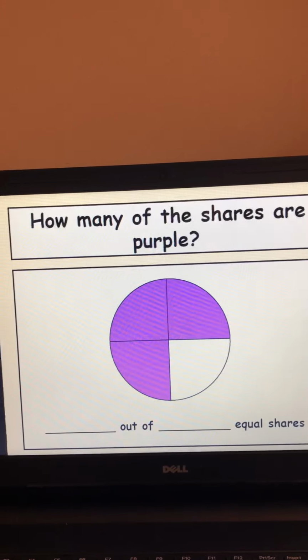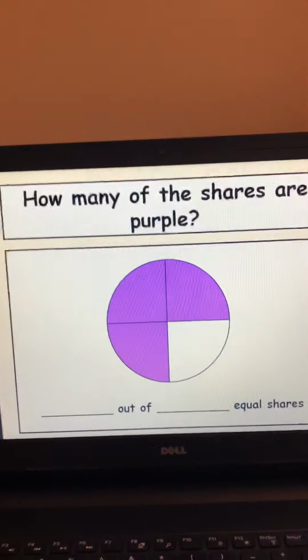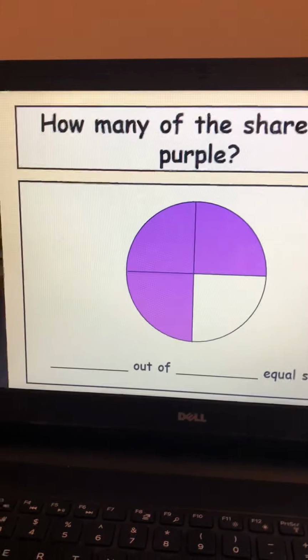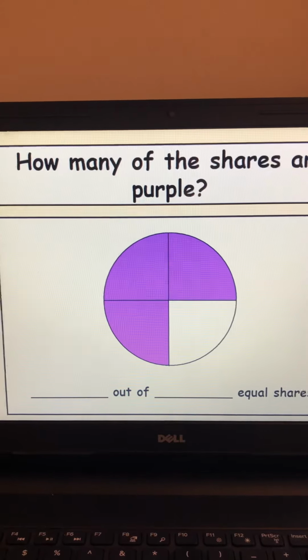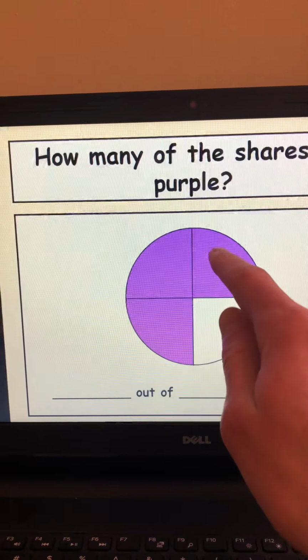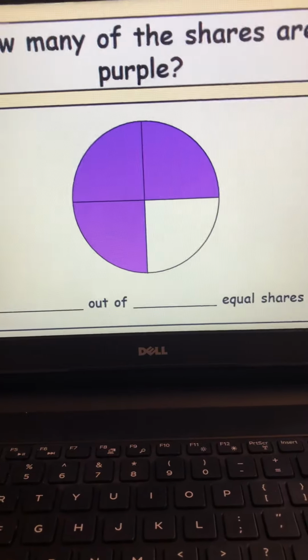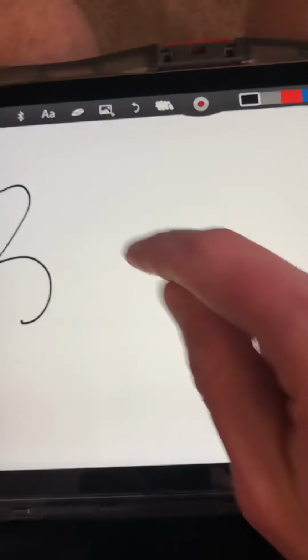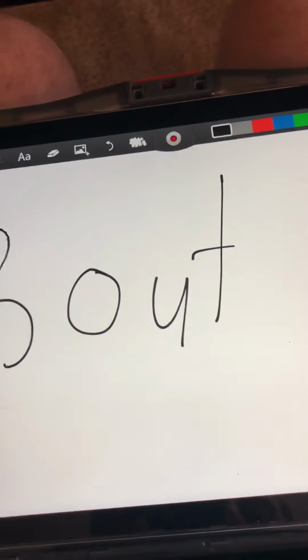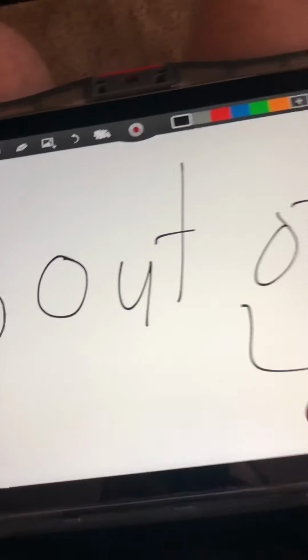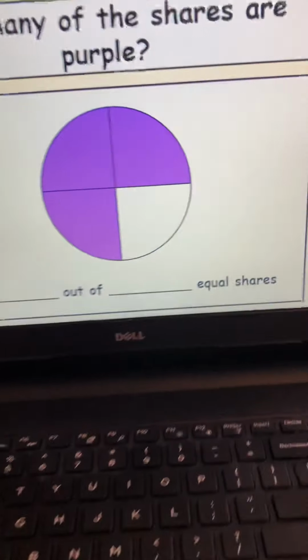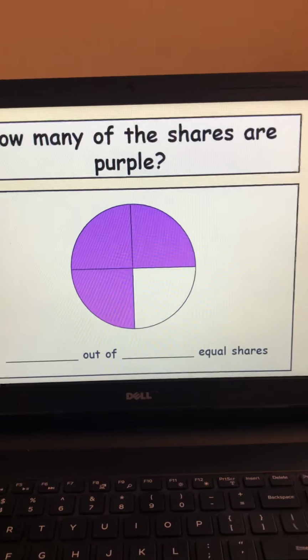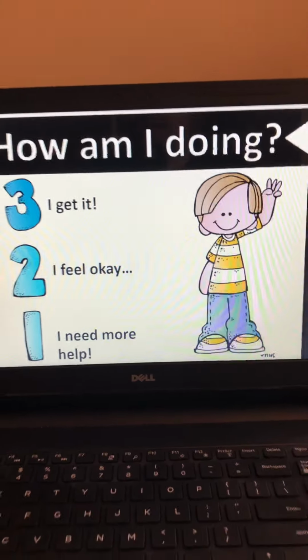How many shares are purple? 1, 2, 3 are purple. Out of 4 total. So 3 out of 4 are purple. How are we feeling about this?